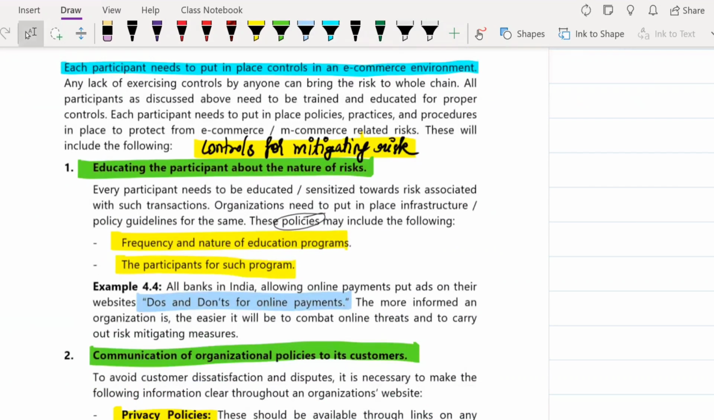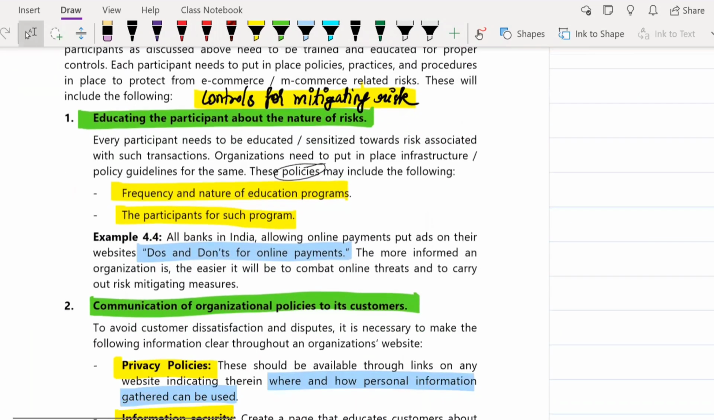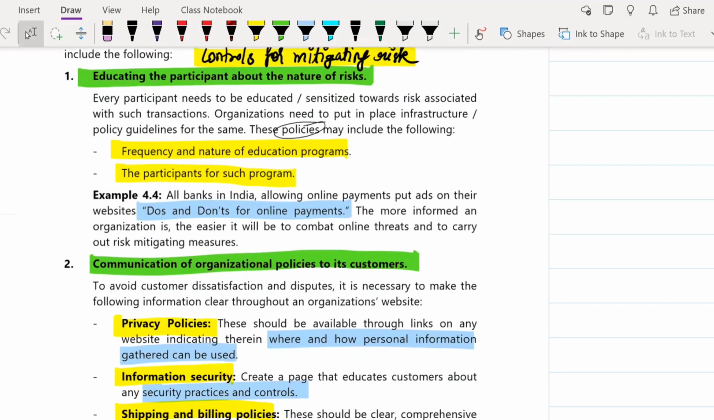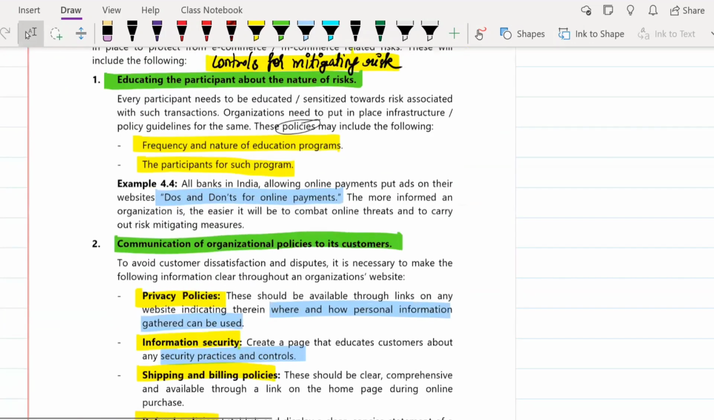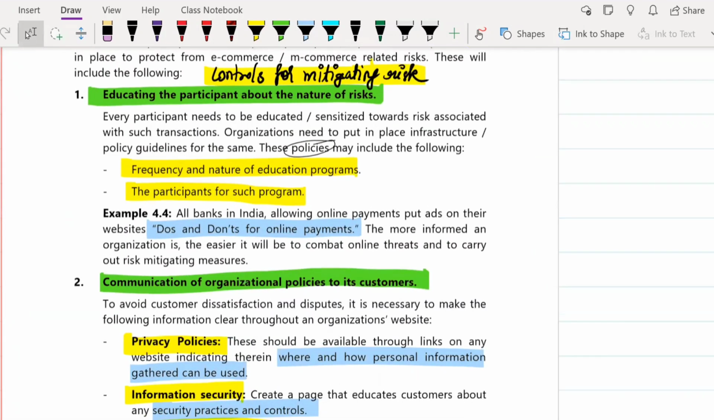So now we have studied what the risks in the e-commerce environment are, who the users of the e-commerce environment are, and what the controls for mitigating the risk of e-commerce vendors are. E-commerce websites are given here. So first, what they're telling is the participants who are there. Now we have read who the participants are: US government, like National Terrorist Pakistan.